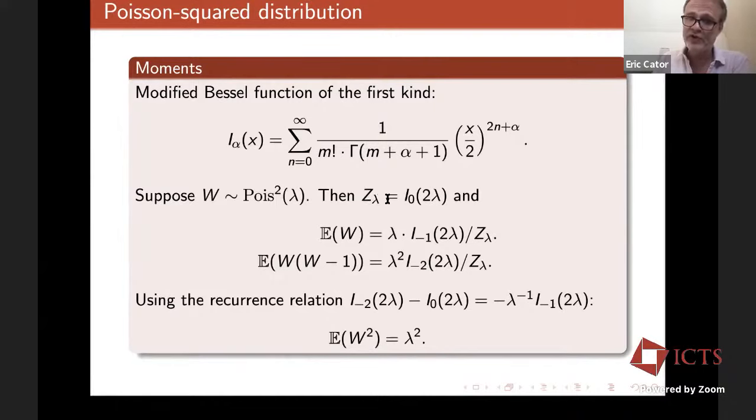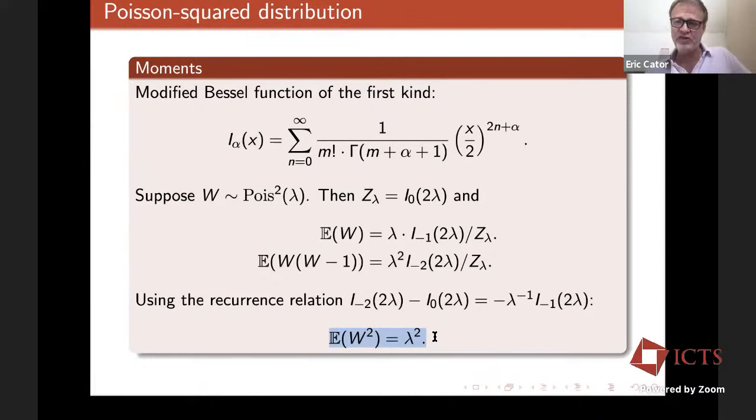So it turns out that the normalizing constant is I_0 of 2 lambda, and you can calculate the expectation, and the expectation of w times (w minus 1), in terms of I_{-1} and I_{-2}. Okay, so that's nice. But then there's a recurrence relation for these modified Bessel functions, and the recurrence relation that's relevant for us is down here. And if you fill this into this formula, you get the following, a little bit remarkable fact, that the expectation of the square of the Poisson-squared distribution equals lambda squared. So no modified Bessel functions there, it's just lambda squared.